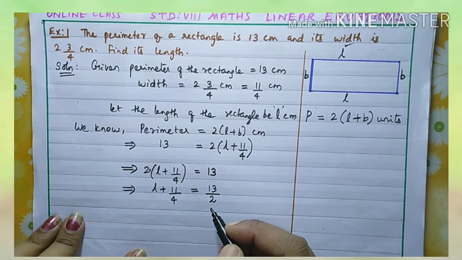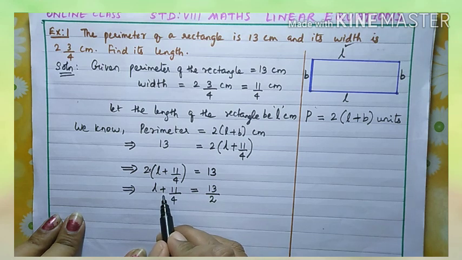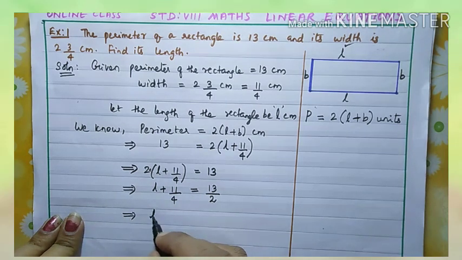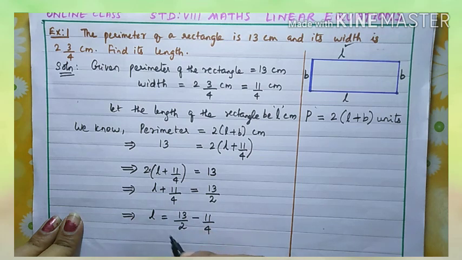Understand? Now what is the next step? 11 by 4 is a fraction and it is having plus sign. So when it is transposed, it becomes subtraction. So this implies L equal to right hand side 13 by 2 minus 11 by 4. Okay. So now what is the meaning of this? You want to simplify this fraction subtraction, and you will get the answer.